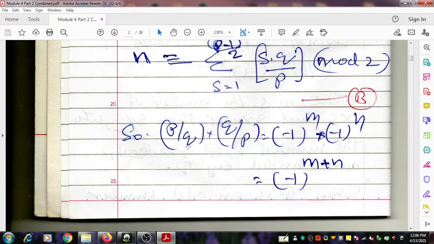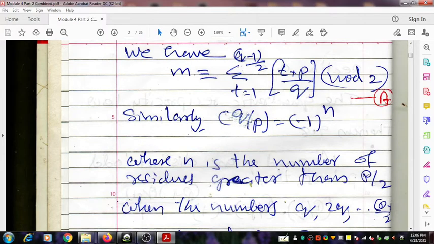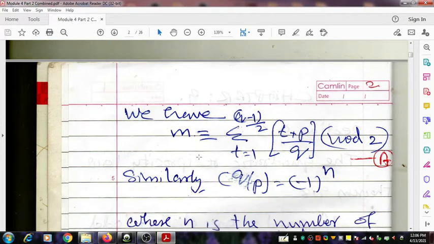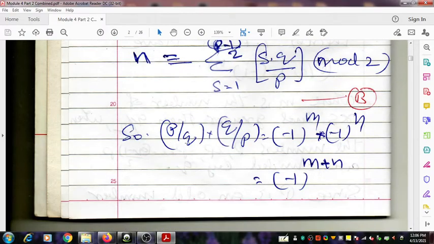Since we have this expression, and considering the two expressions, you see that the Legendre symbol q bar p equals minus 1 raised to n, and p bar q equals minus 1 raised to m. Then you can multiply them, p bar q into q bar p, which will be equal to minus 1 raised to m into minus 1 raised to n, and that can be combined to get minus 1 raised to m plus n. So m plus n is the power of minus 1.